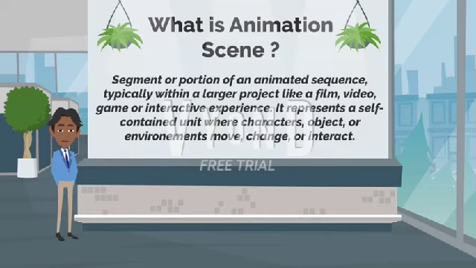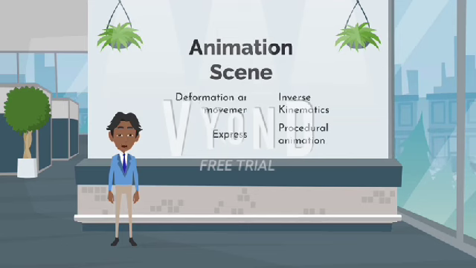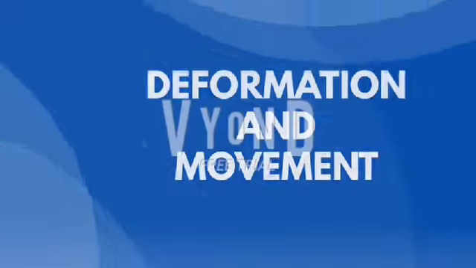purpose of the project. Next, animation scene have four main components, which are deformation and movement, inverse kinematics, expression, and procedural animation. Deformation and movement.